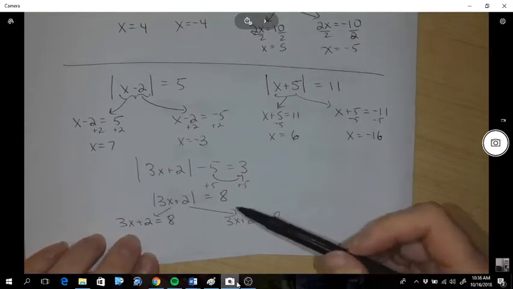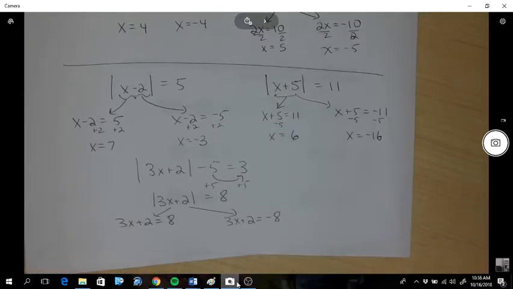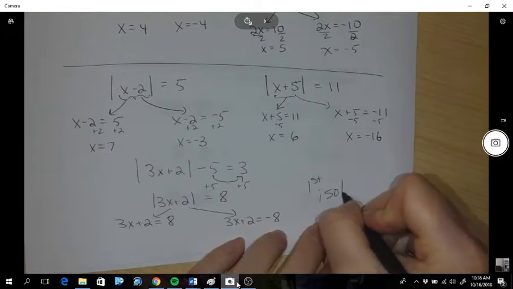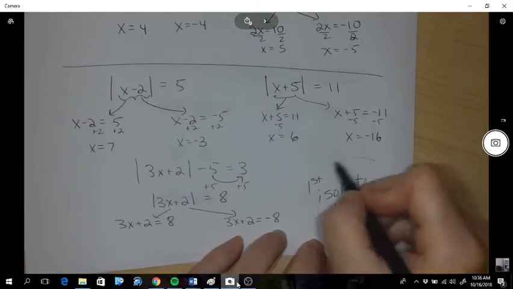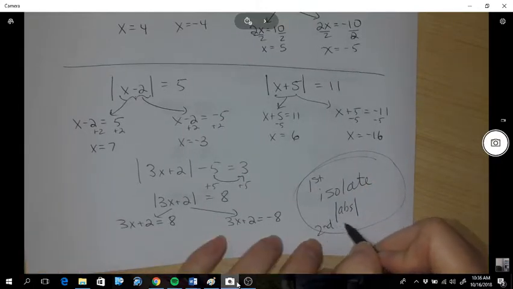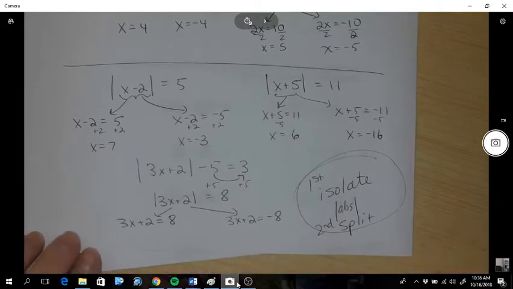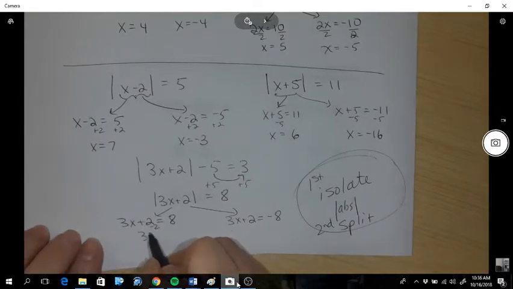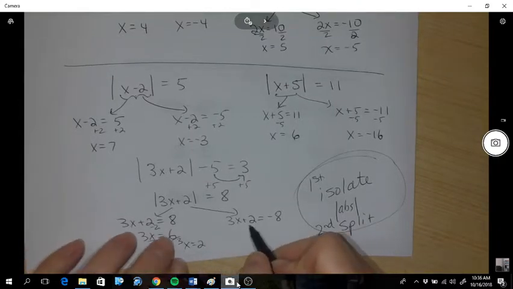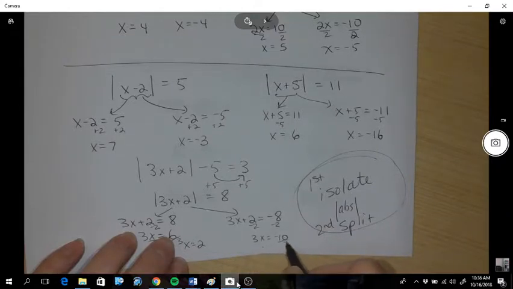If you split and do a 3 or a negative 3 off the hop, that's an error. You have to isolate the absolute value first, and then split. Okay, so subtract 2, 3x equals 6, divide by 3, x equals 2. Subtract 2, 3x equals negative 10, divide by 3, x equals negative 10 thirds.